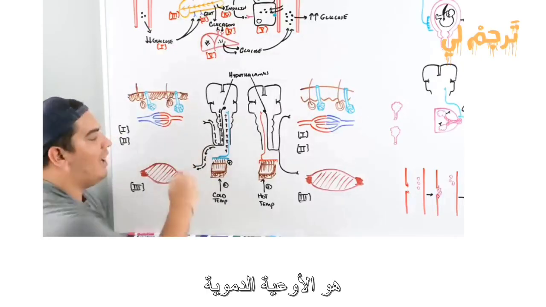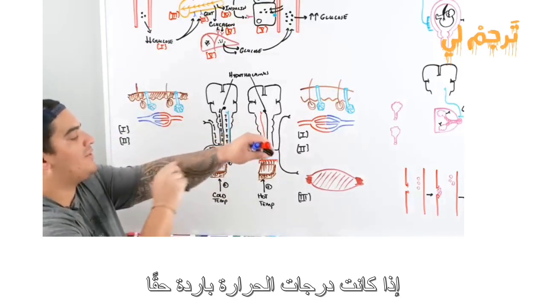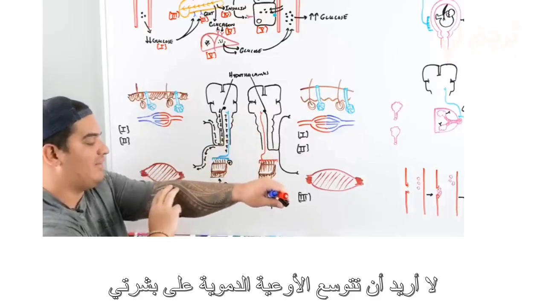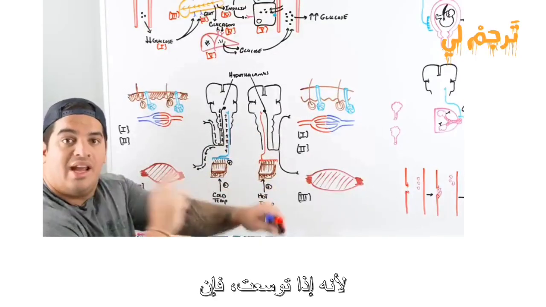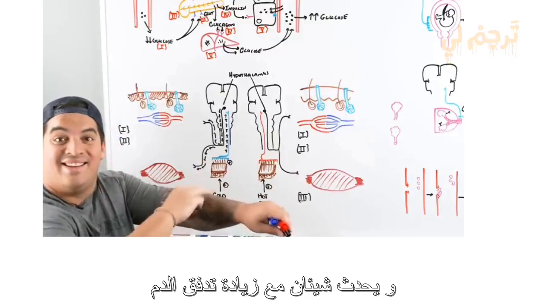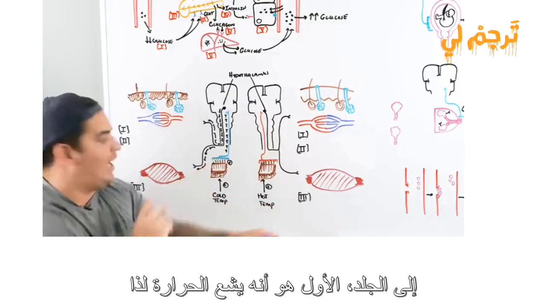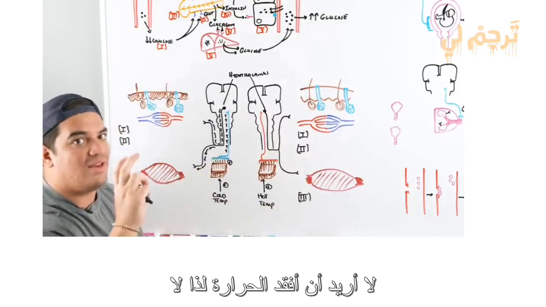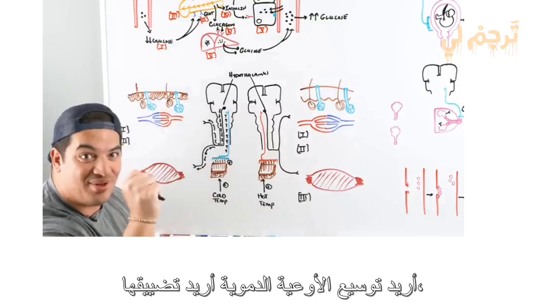If there's really cold temperatures, I don't want the blood vessels on my skin to be dilated, because if they're dilated, a lot of blood flow goes there. And two things happen with increasing blood flow to the skin. One is it radiates heat. So that's going to be a way of losing heat. I don't want to lose heat. So I don't want to vasodilate them. I want to vasoconstrict them.